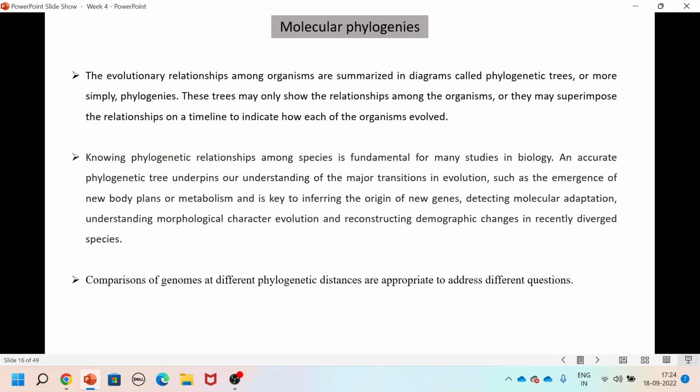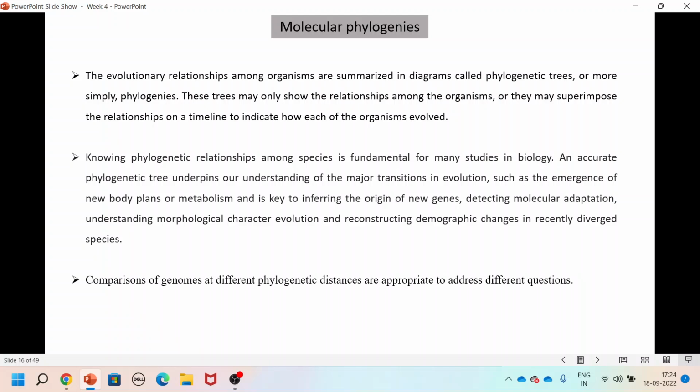So the next concept is molecular phylogenies. It is based on the concept of the construction of phylogenetic trees. The evolutionary relationships among organisms are summarized in diagrams called phylogenetic trees, or we can simply call them phylogenies. These trees may only show the relationship among the organisms, or they may also show the timeline to indicate how these organisms have evolved from their ancestors.